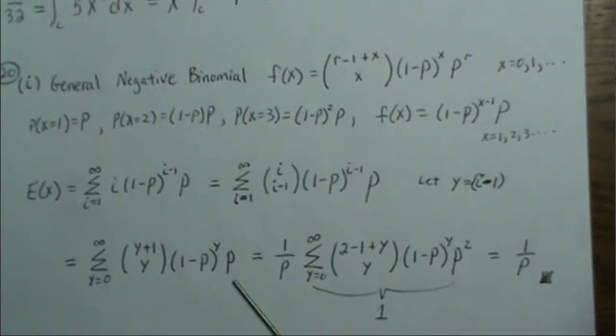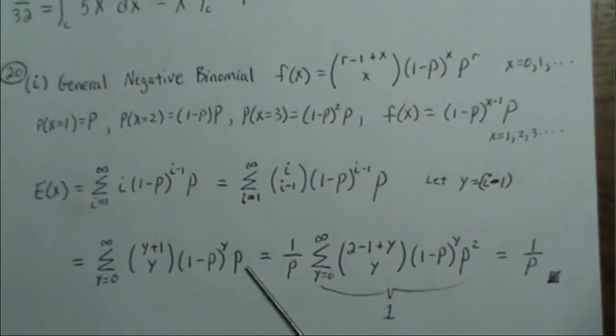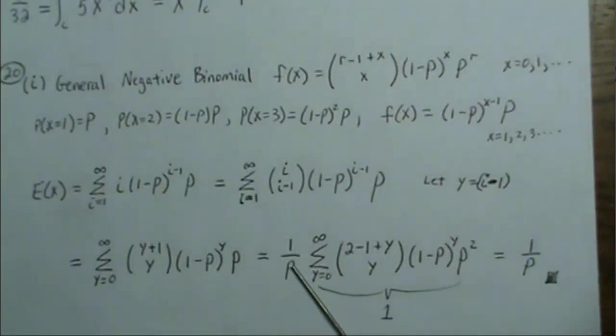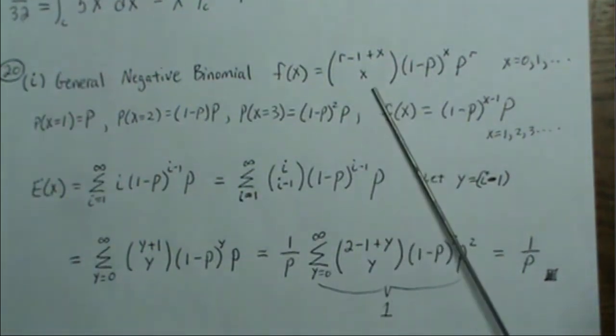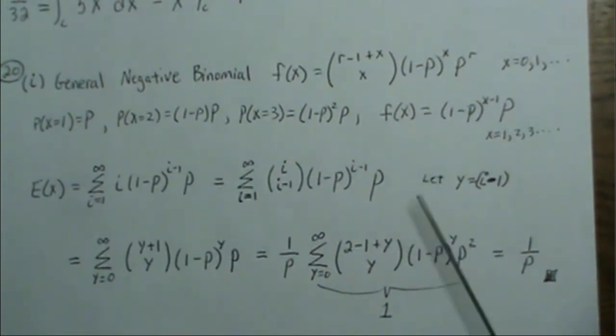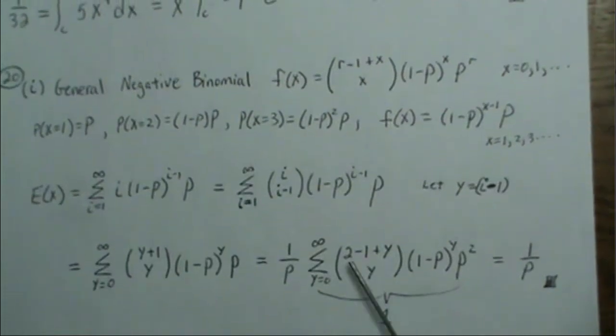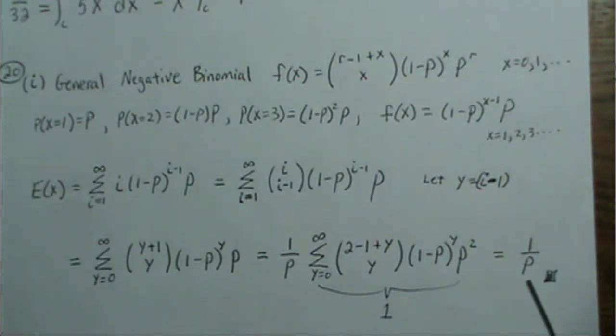But what I want to do here is trick this into being a general formula. So if we divide by p and multiply by p, that makes this p squared, and the p's out front don't count in the summation. Then we basically add 1 and subtract 1 to the top, and the y stays the same. This is the general formula for a general negative binomial when r is 2. And we know this sums to 1, so the answer is 1 over p.